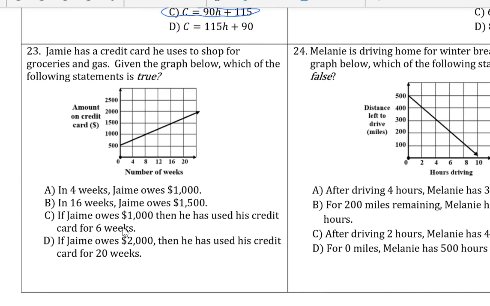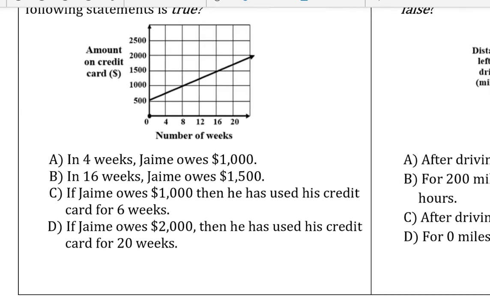All right. Jamie has a credit card he uses to shop for groceries and gas. Given the graph, which of the following statements is true? In 4 weeks, Jamie owes $1,000. No. In 16 weeks, he owes over $1,500. No. Technically, it's right at $1,500.